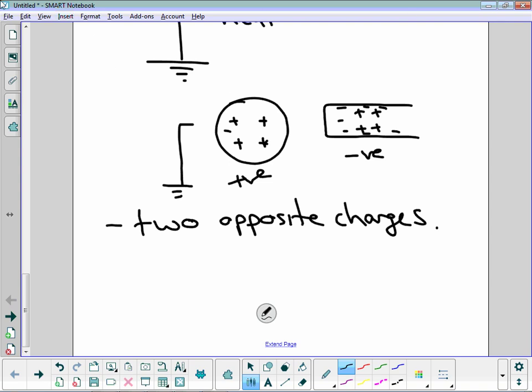If I could see my cursor. Come on, cursor. Come on, cursor.